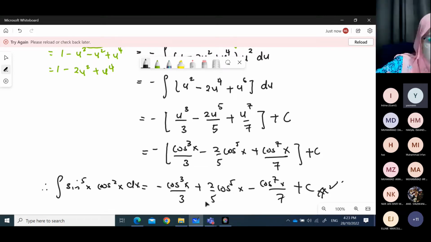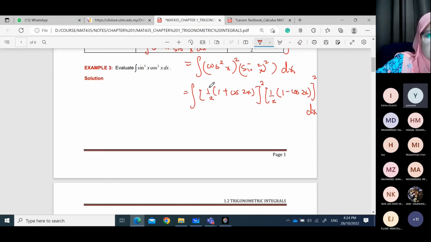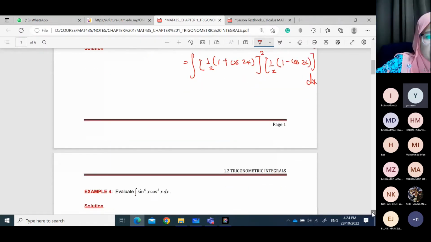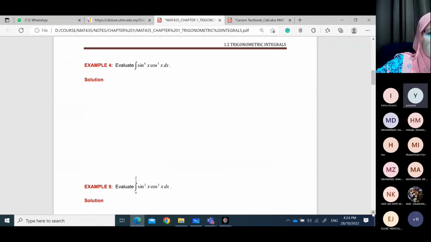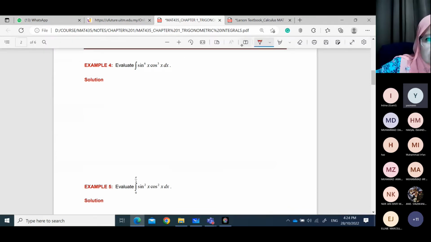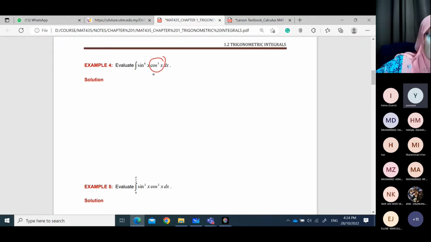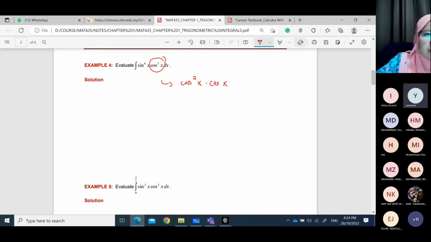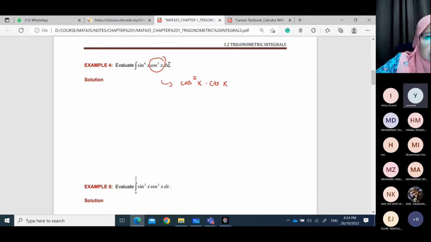Alright, so this is example 1, example 3. Okay, so next kita tengok example 4. So example 4 ni, kita tengok cosine kuasa 3. So cosine X ni odd. So kita concern tentang ni. Okay, so yang ini maknanya kita kena faktorkan bagi cosine X. So you akan dapat cosine square X times cosine X. Macam tu.